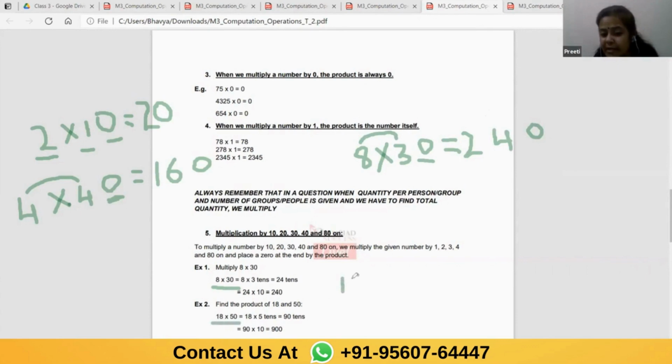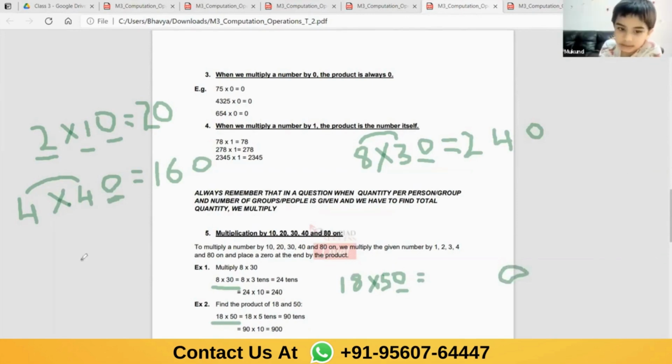Now comes the problem, children. It is 18 into 50. When it is 18 into 50, this 0 goes at one's place. One minute. This 0 goes at one's place. Now multiply 18 and 5. Only multiply 18 and 5.